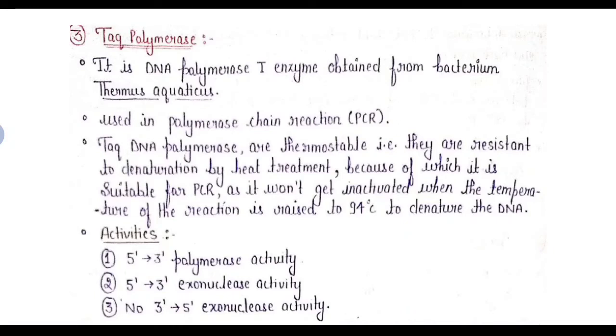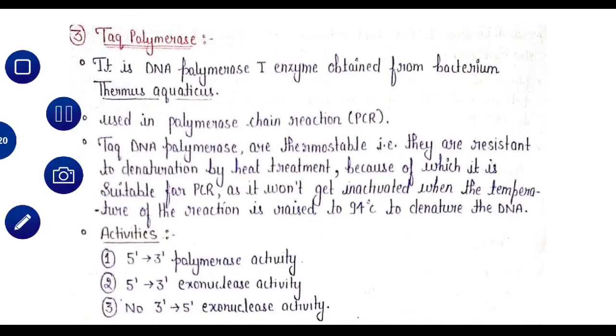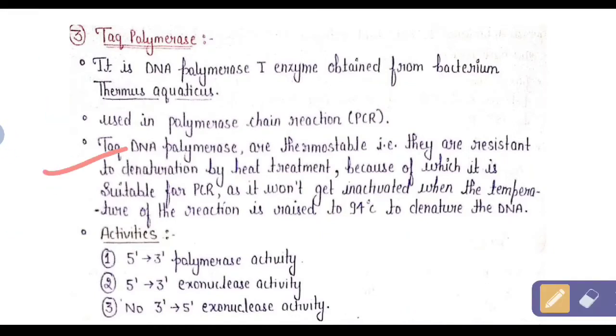So Taq DNA polymerases are thermostable and they are resistant to denaturation by heat treatment, because of which it is suitable for PCR, and it won't be inactivated because of the temperature in the reaction when it is raised to 94 degrees Celsius. Okay, so the DNA will be denatured, but the enzyme will not be affected by the high temperature.